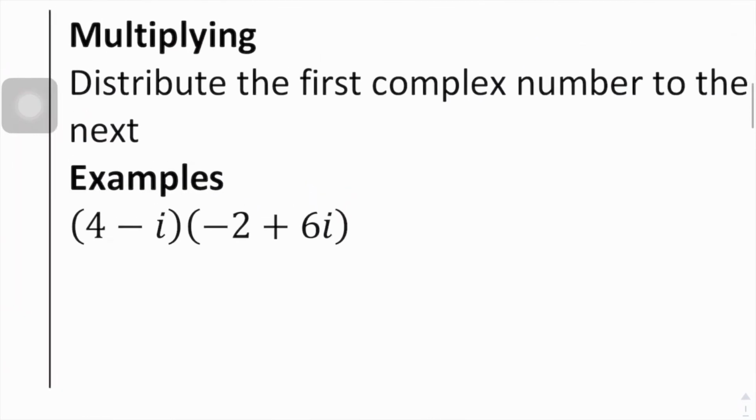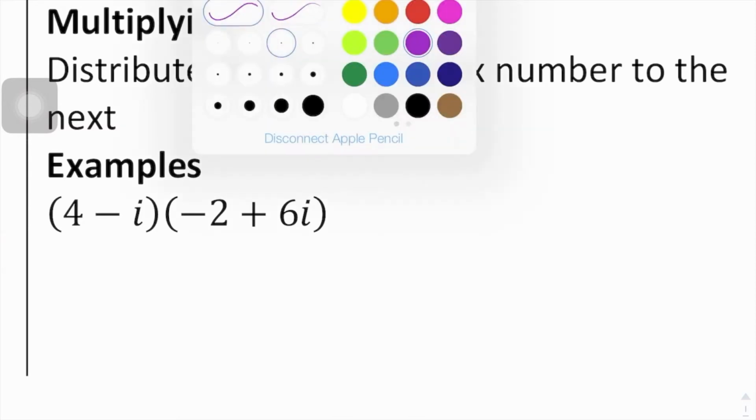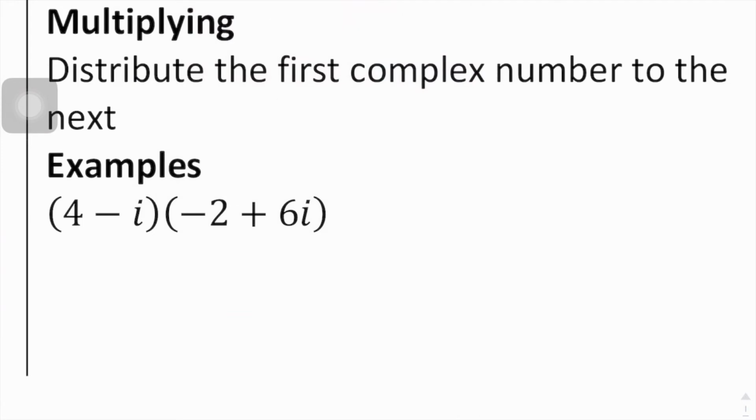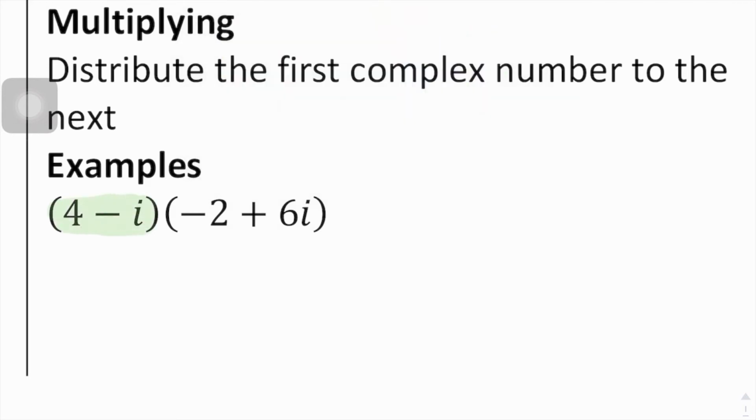Next, how do we multiply? Here we're going to distribute. Sometimes people call it FOIL. When working this one out, it's good to have a piece of paper, and you don't want to try to do this one mentally. So I'm going to take this whole expression here, this 4i, and it's going to distribute to the real and the imaginary component in the next complex number.